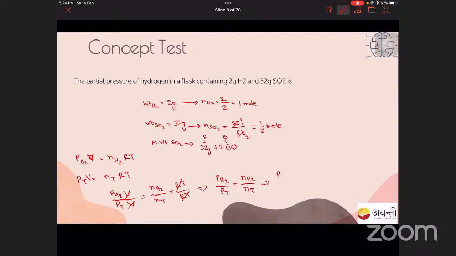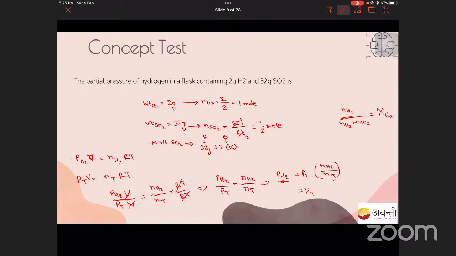Now substitute that. Pressure of H2 is equal to total pressure into moles of H2 gas by total number of moles. Now you can elaborate the total number of moles, nothing but moles of H2 gas plus moles of SO2 gas. Now, what are you observing here? Number of moles of one gas by total number of moles. What is that? Nothing but mole fraction. Clear, everyone? This is nothing but mole fraction. N H2 by total number of moles, that is moles of H2 plus moles of SO2, is equal to mole fraction of H2. You can directly substitute that also, your wish.